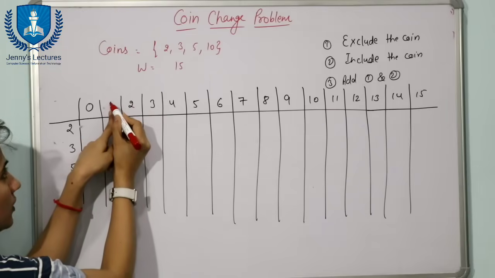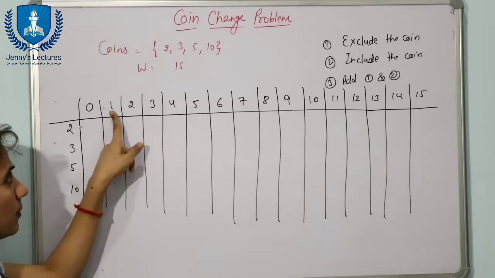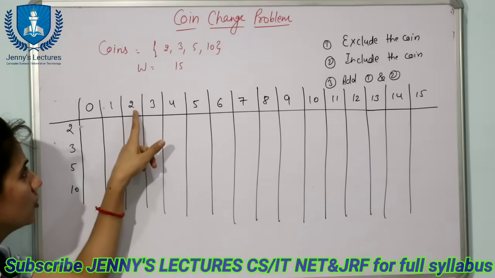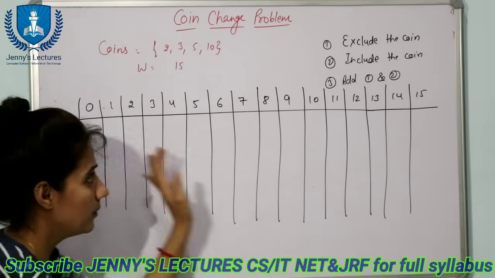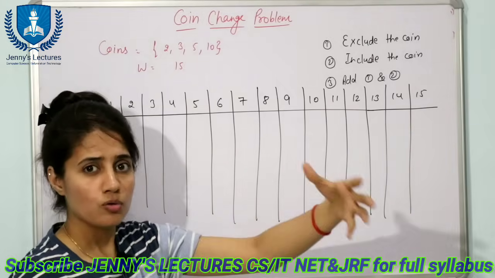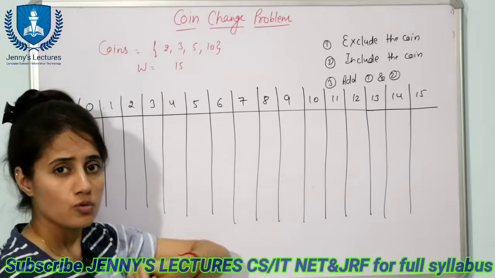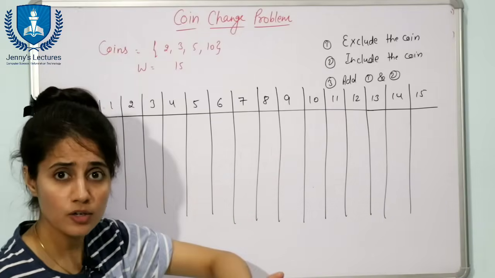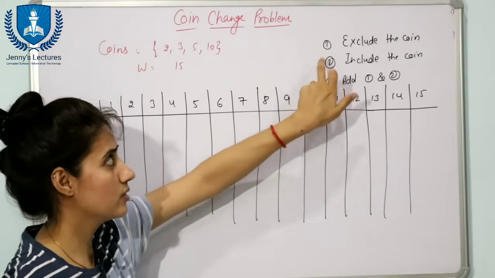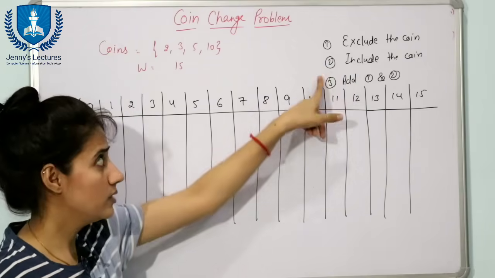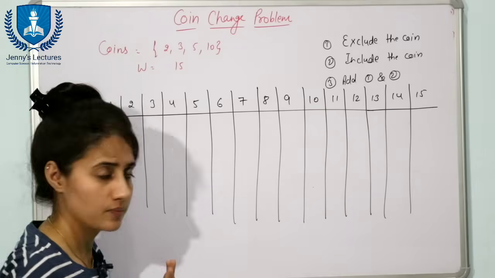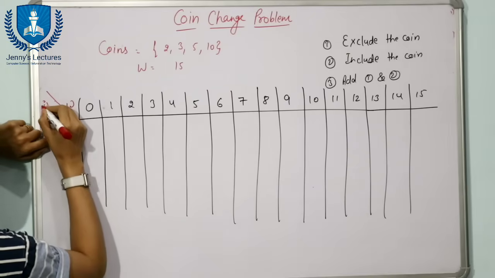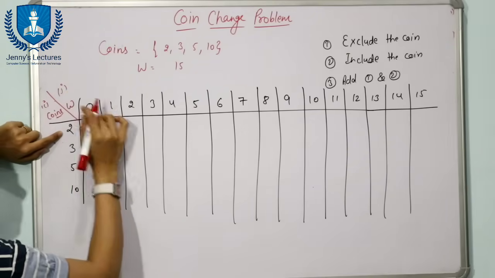Suppose at the time when we are supposed to make change for the amount 1 using these coins, at some point we are going to make change for this amount using these coins, and ultimately we will reach the solution of the complex problem. So here 3 simple steps are there. First is exclude the coin, next is include the new coin, and third is add the first and second. Now how to use these steps I will show you. At the start, suppose this side we are taking the i value, and this side the j value.